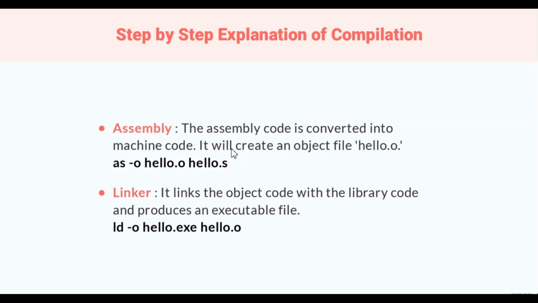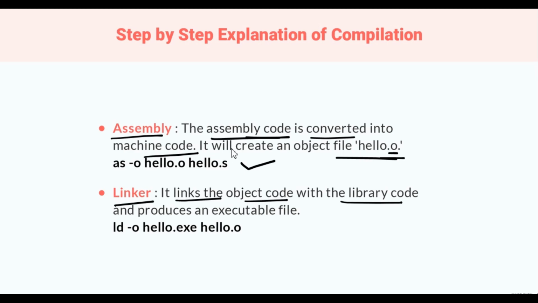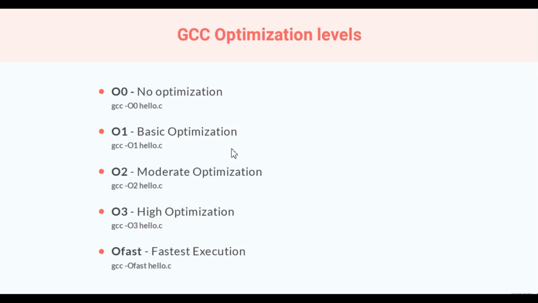The next is assembly. The third step is assembly. Till now we got the assembly code, right? Now this assembly code is converted into the machine code. You can use this command. A machine code is nothing but the .o file. The last step will link the object code with the library code, as we discussed right now, and it will produce the executable file. So these are the four main steps.